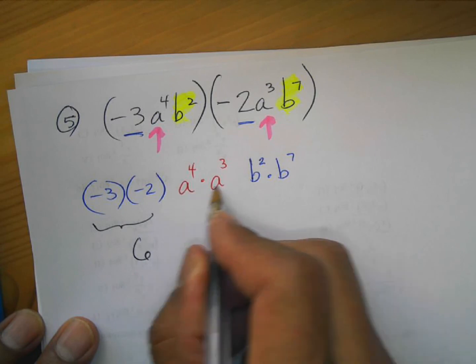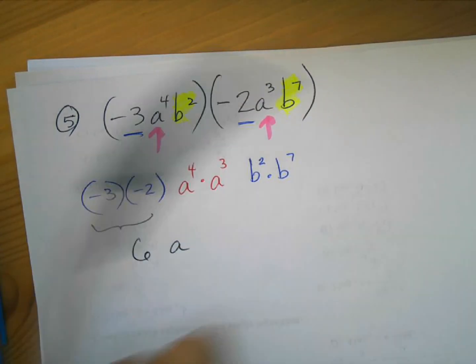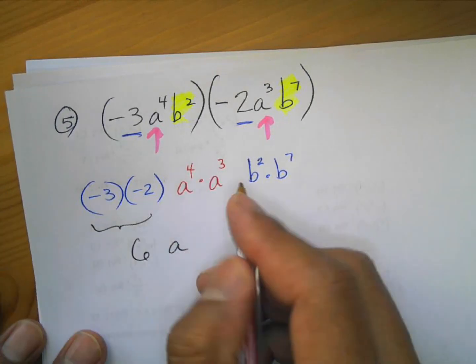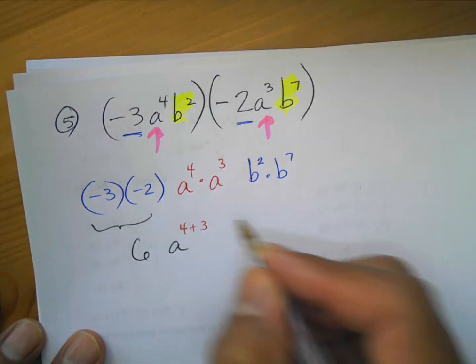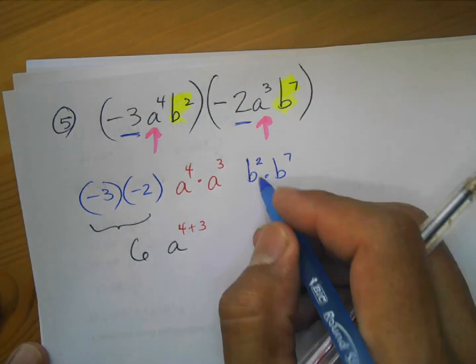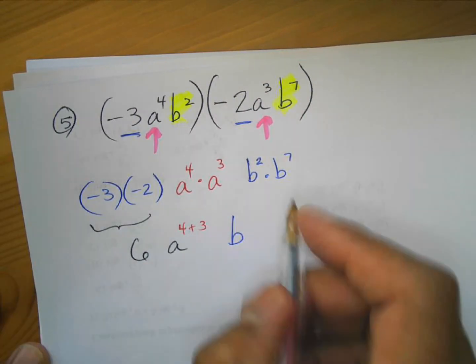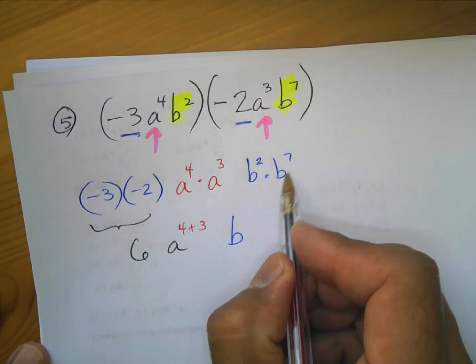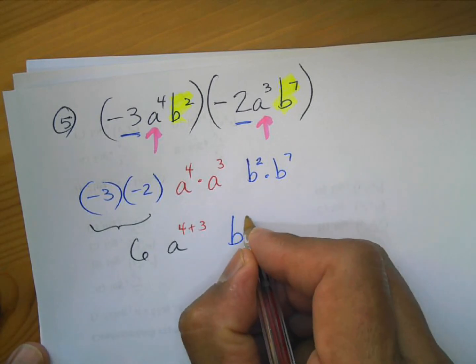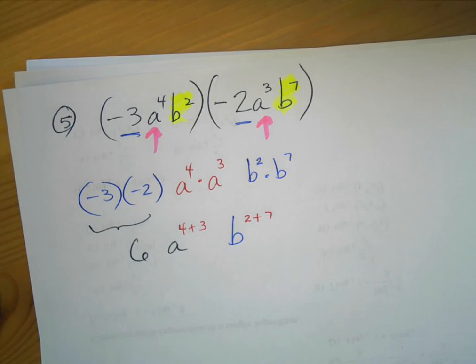What is the rule when you multiply and you have the same base? You don't multiply this. You better not put 12. You add those. And I know I'm just going an extra step here, but that's fine. And the same thing for the b variable. Don't multiply 2 times 7. I know it says multiply, but the rule, the product rule, is to add those.